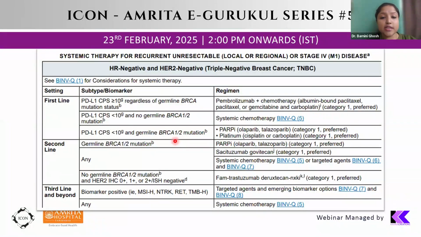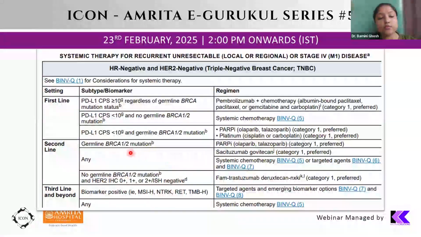If PD-L1 is negative and there is germline BRCA mutation, then we may give either PARP inhibitors like olaparib or talazoparib, or we may use platinum agents like cisplatin or carboplatin, since we know that BRCA mutant patients are platinum sensitive. Now, if both PD-L1 and germline BRCA mutations are negative, we have the option of giving systemic chemotherapy.